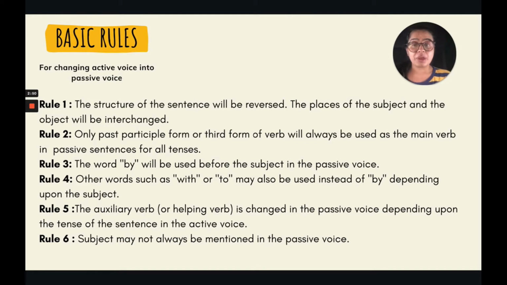Rule number 3. The word by will be used before the subject in the passive voice. Rule number 4. Also, words such as with or to may be used instead of by depending upon the subject. Rule number 5. The auxiliary verb or the helping verb is changed in the passive voice depending upon the tense of the sentence in the active voice. Rule number 6. The subject may not always be mentioned in the passive voice.